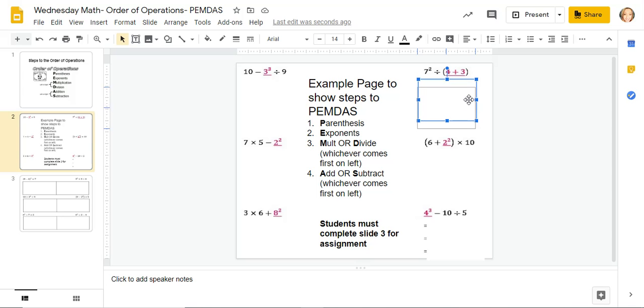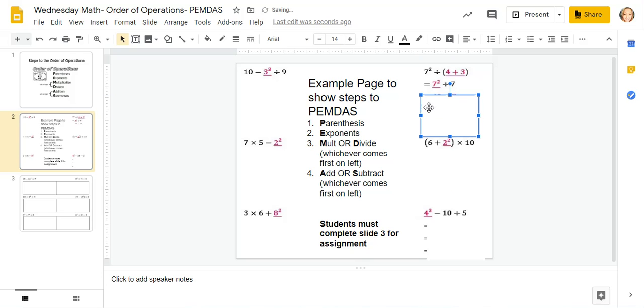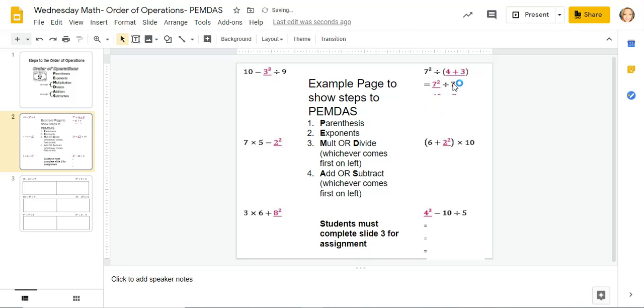Okay, so I'm just going to leave that there for a minute. So with 7, we would be left with 7 to the power of 2, which is the same thing as saying 7 times 7, not 7 times 2. 7 times 7 is 49, right? So I would have 7 to the power of 2 divided by 7. What am I going to do first? Divide by 7 or do my exponent? If you said exponent, you are correct. You need to do your exponent next.